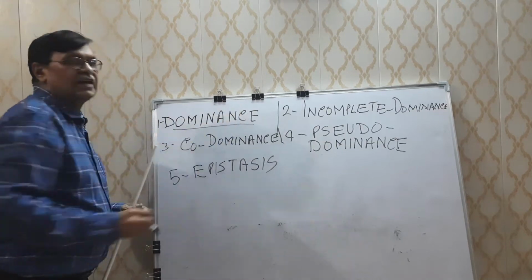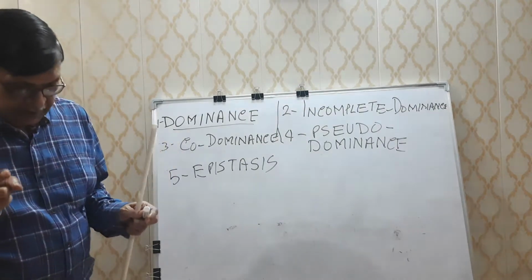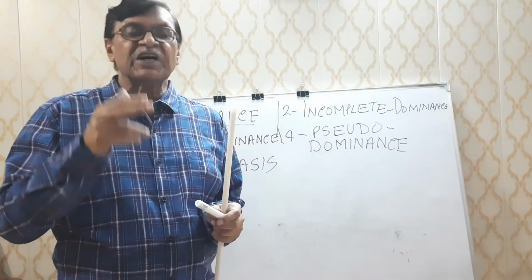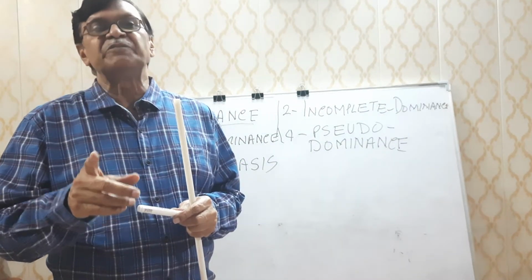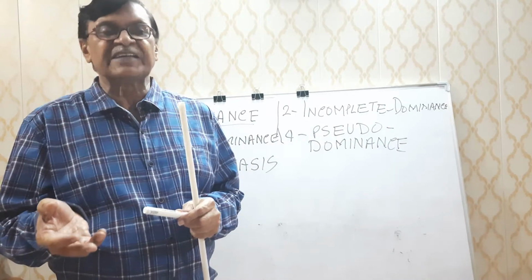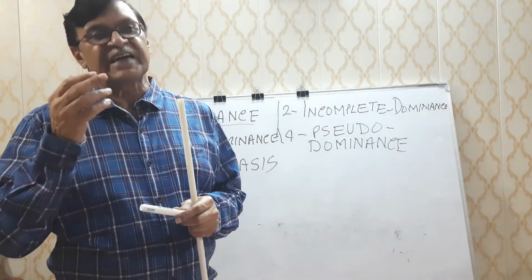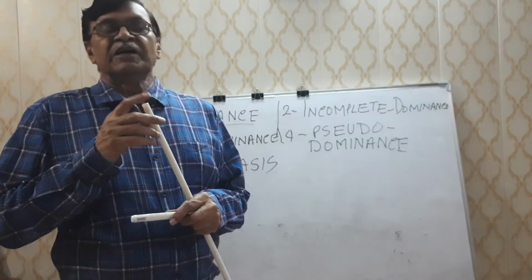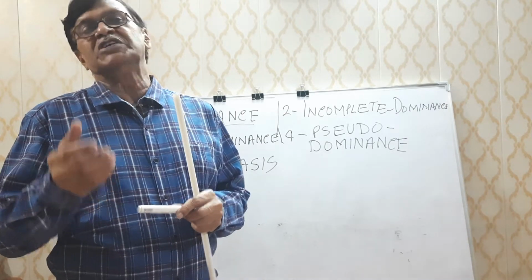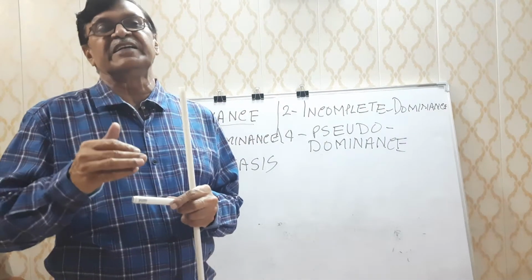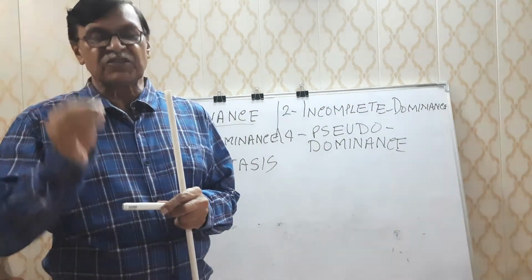Dominance. In dominance what happens? When factors for both opposing traits are present together, only one of them succeeds in expressing itself. It is called dominant character and it is depicted by a capital letter. The other factor or trait which is not expressed in heterozygous condition is called recessive character. It is depicted by a small letter.